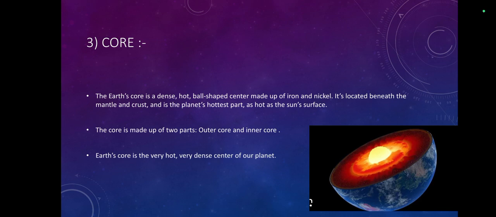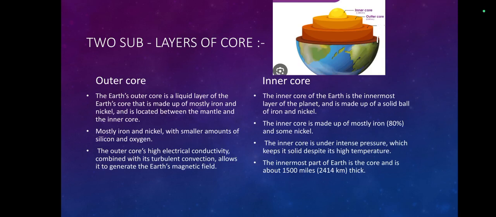Earth's core is the very hot, very dense center of our planet. The core starts from around the depth of about 2900 km from the Earth's surface. The part of the Earth's interior extending from the mantle up to the center of the Earth is the core. The thickness of the core is about 3471 km. This layer can be divided into inner core and outer core. The two sublayers of core are inner core and outer core.